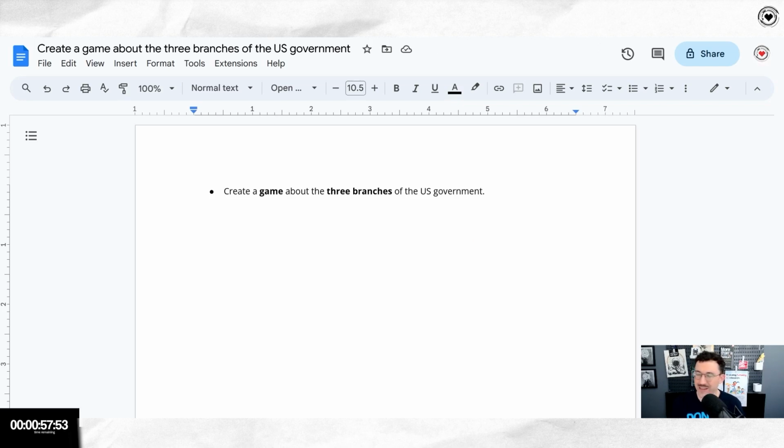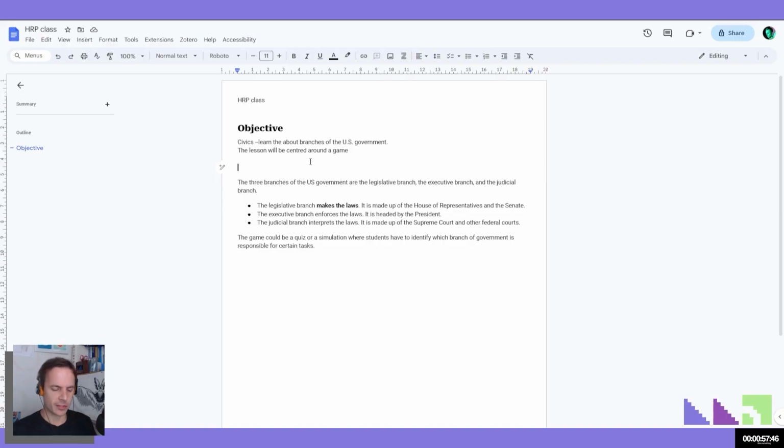I'm pretty confident at some point in my life I probably already played a game or used a game around the 3 branches of government. Well, let's just get the pedagogy of multilateralism first. So we're going to do some experience.